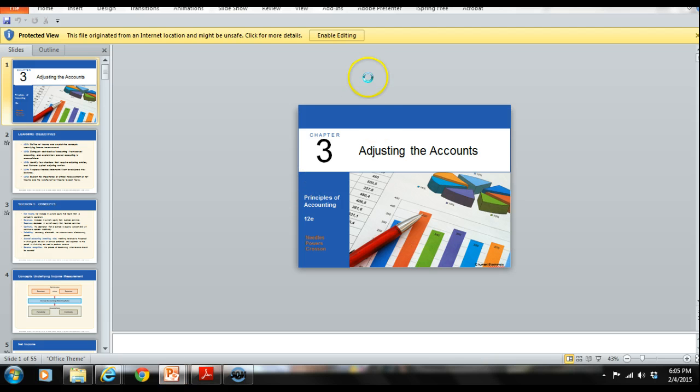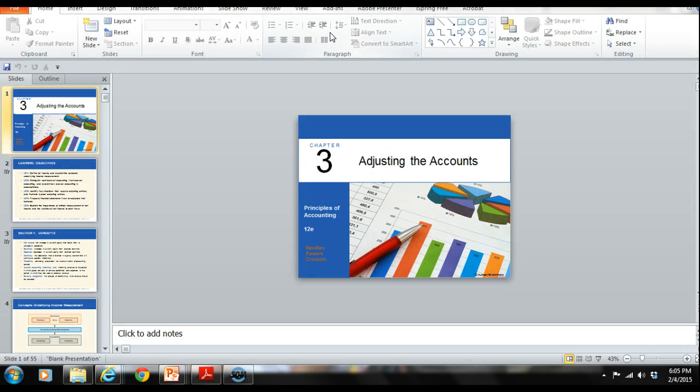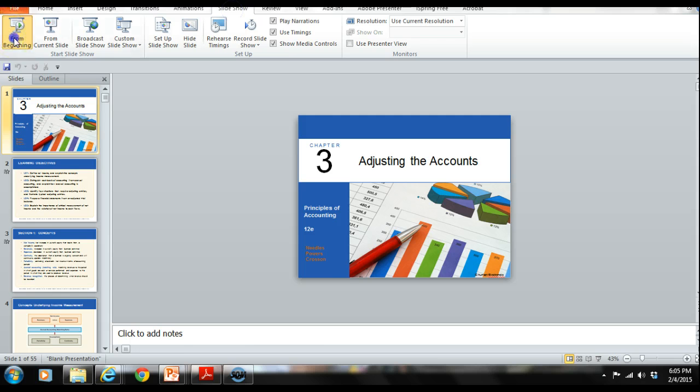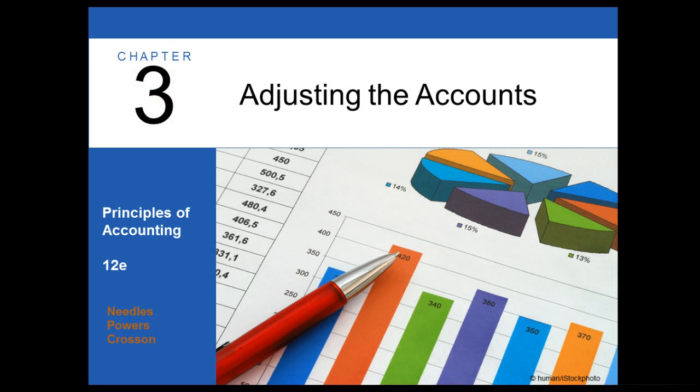15 minutes reviewing what we did in Chapter 3. So in Chapter 3, we are talking about adjusting accounts. Most of what we've done up to Chapter 3 is go through ways in which we analyze transactions and then record them in the journal entries.